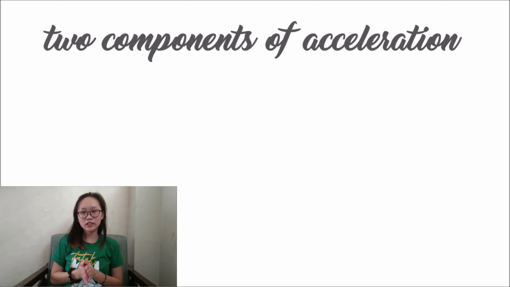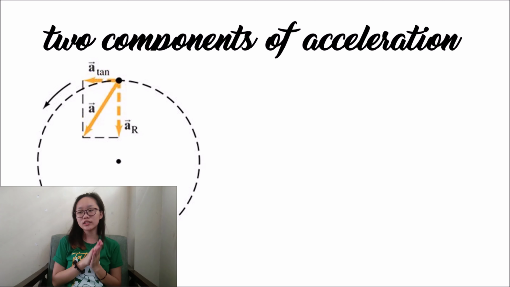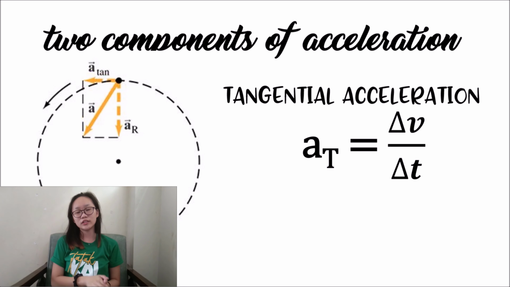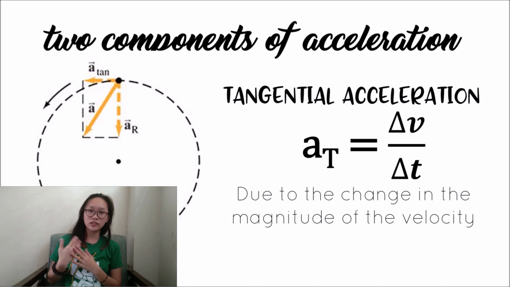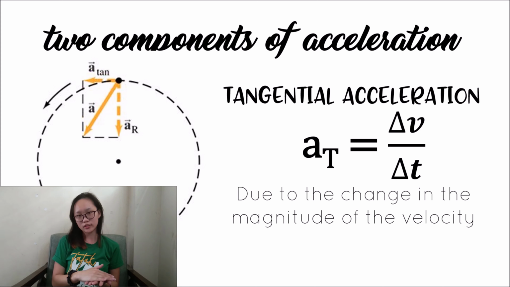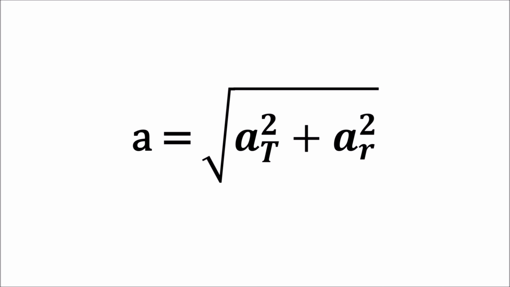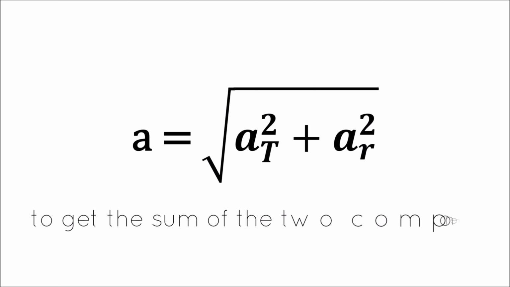Next is the tangential acceleration. Tangential acceleration is due to the change in the magnitude of the velocity. The formula for the tangential acceleration is the formula of acceleration used in kinematics, which is the change in velocity over the change in time. The tangential acceleration, as seen in the diagram above, is tangent to the circle. To combine the two accelerations, you will need to use the distance formula, which is the square root of tangential acceleration squared plus radial acceleration squared, and it will equal the resulting acceleration.